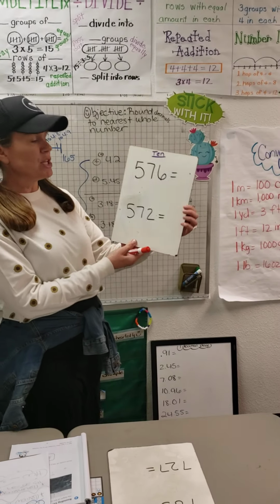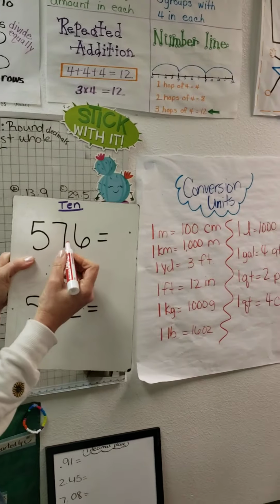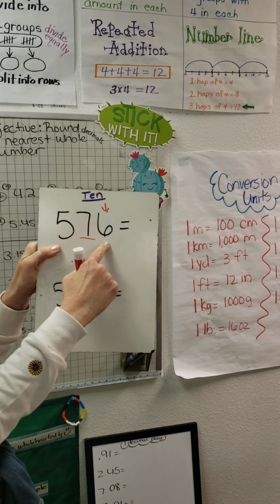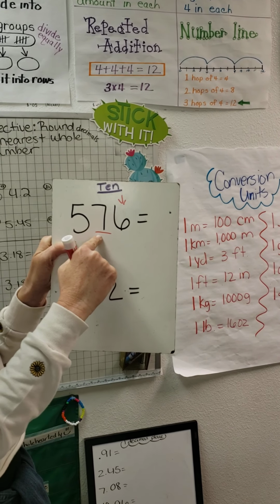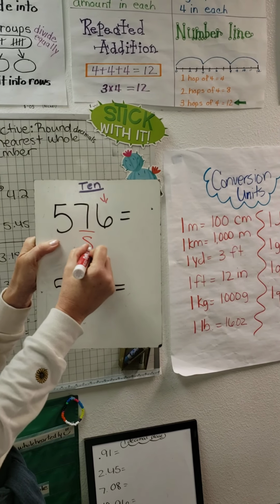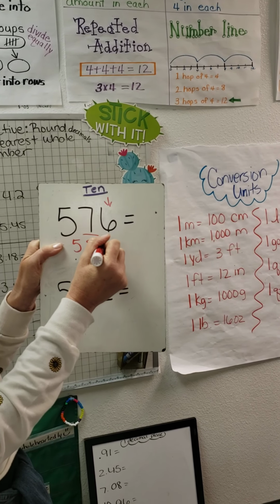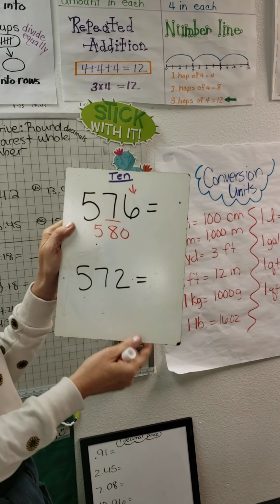And again, we're just rounding whole numbers. So we're going to round this to the nearest 10. We're going to underline our digit, and this is our determining number. Because this is a 6, 5 or more, let it soar. My 7 is going to soar. It's going to become 8. Everything to the left stays the same. Everything to the right becomes a 0. So 576 would round to 580.